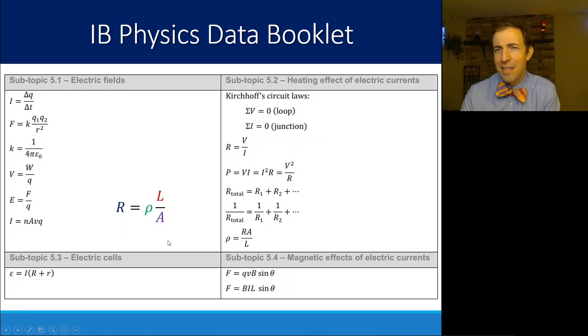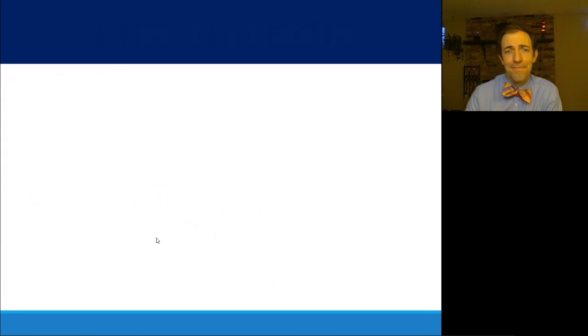It's just in a slightly different format. Instead of solving it for resistance, it's rearranged to solve for rho. That resistivity value is just resistance times the area divided by the length. So whichever equation you use is fine. You can rearrange to solve for either.